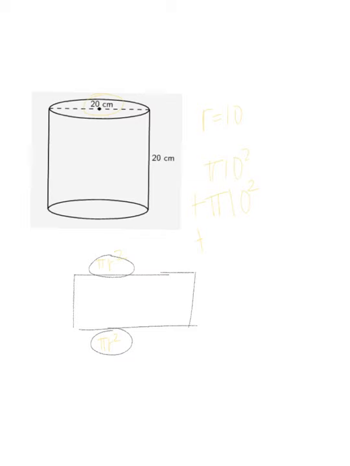Well, usually area of a rectangle is base times height. But they give us a base times height in our little picture here. Turns out they do give us the height. The height is 20. But they don't really give us, because that's the distance between our circles, the base here.